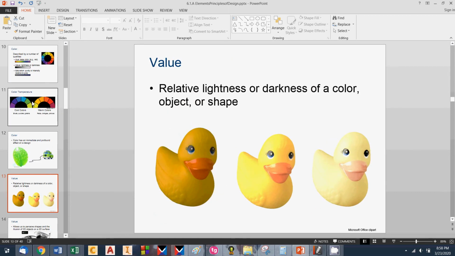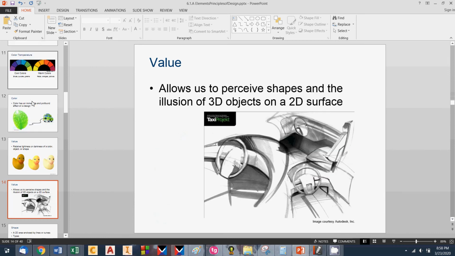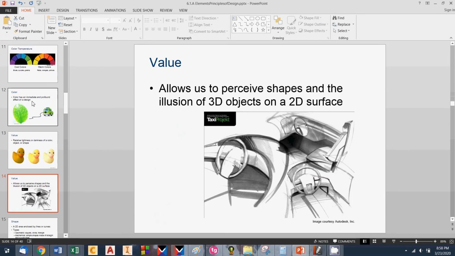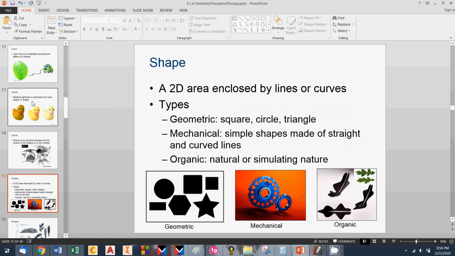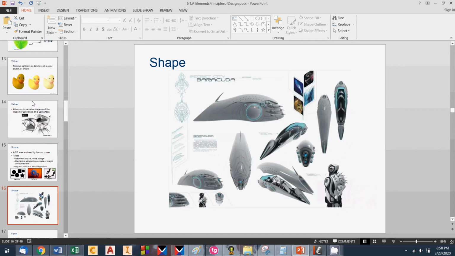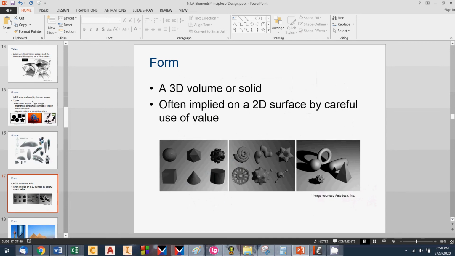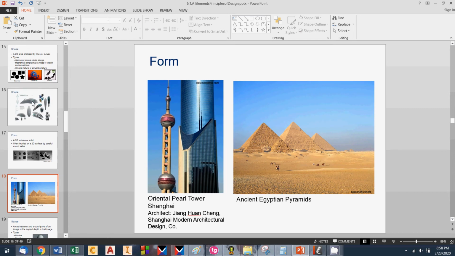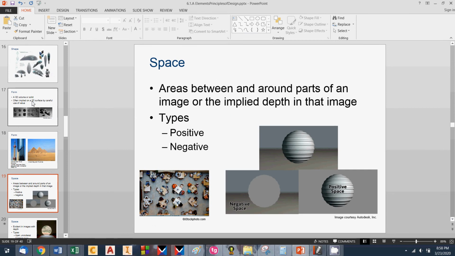We had talked about the value, which is how light and dark the color is applied. And we use that to give us some three-dimensionalness when we're sketching. We had talked about different types of shapes, whether they're geometric or mechanical or organic, like you might find in nature. And we had also talked about the general form, which is like how do you convey a three-dimensional shape, whether it's actually three-dimensional like these are, or whether you're just trying to do it on a 2D surface.